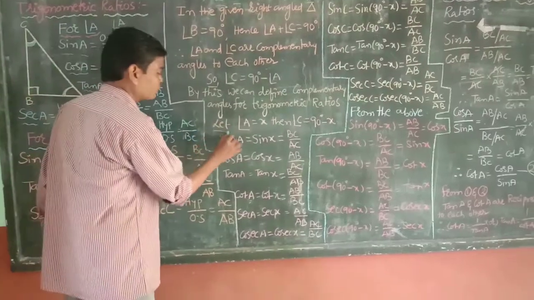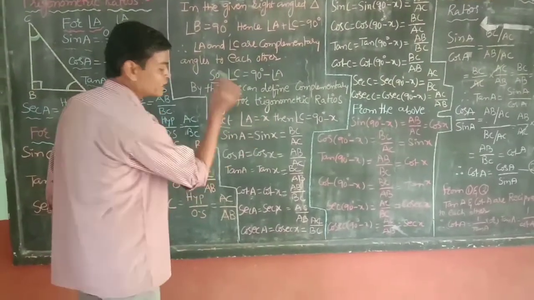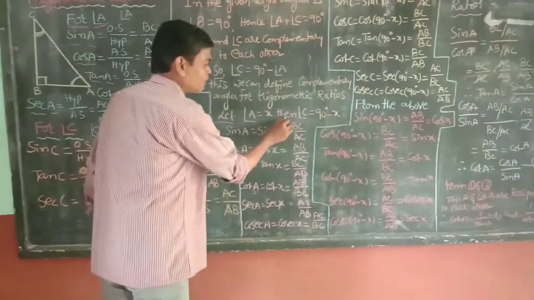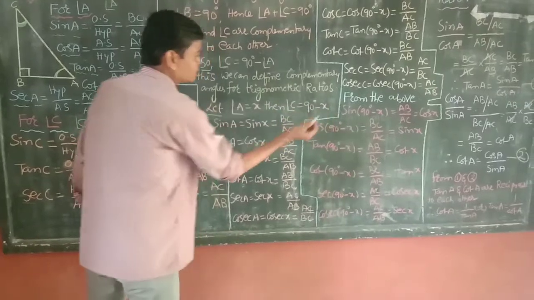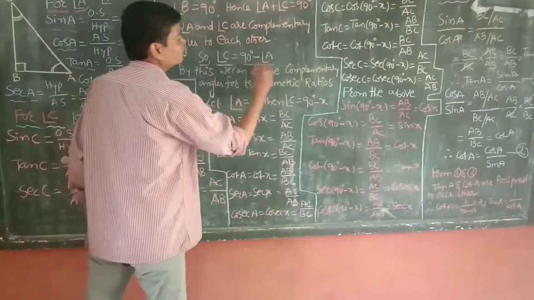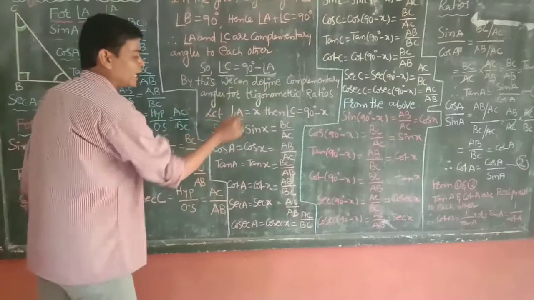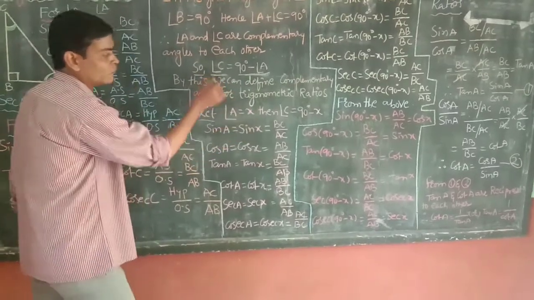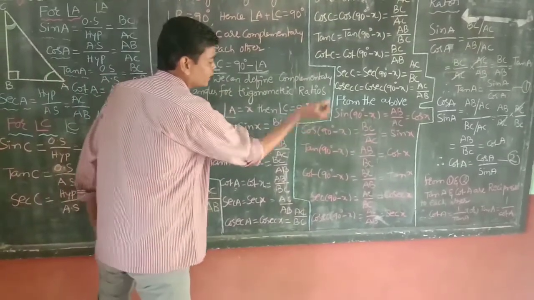Here I am taking, let angle A be equal to x degrees. Then angle C becomes 90 minus x. Obviously, angle C is equal to 90 degrees minus angle A. Here angle A we have taken as x, therefore angle C becomes 90 degrees minus x.